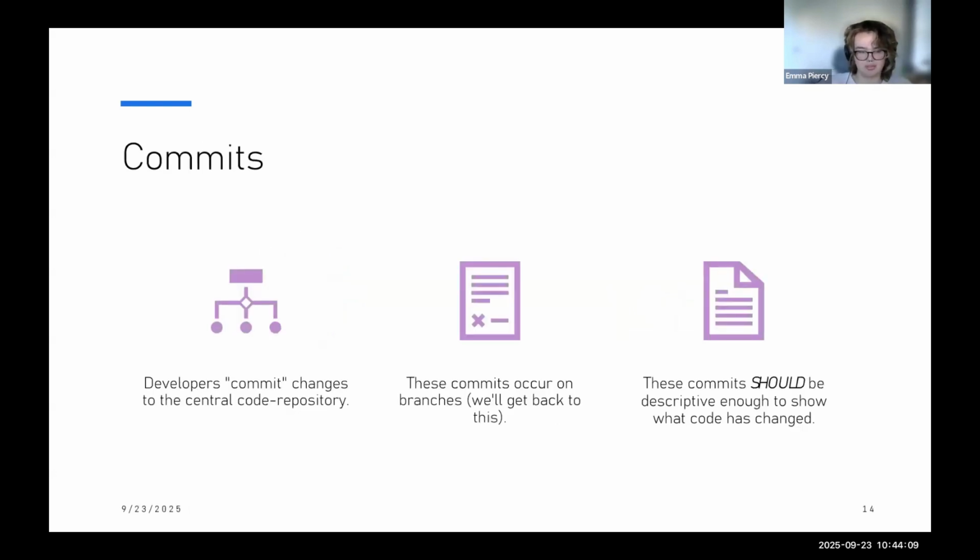So the commits here are fairly straightforward. You have developers commit changes to a branch, which are then pushed into the central repository. These commits will occur on branches, and these commits should be descriptive enough to show what code has changed. Your commit messages will say, I don't know, I've added this new feature, or I've removed this feature, or I've fixed this bug. That will be within the commit message.